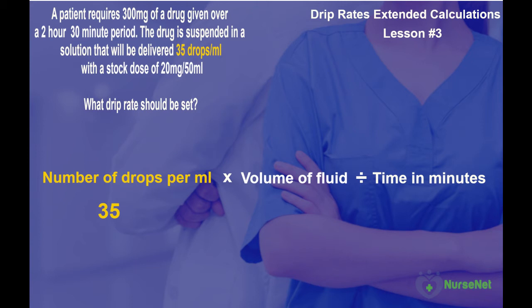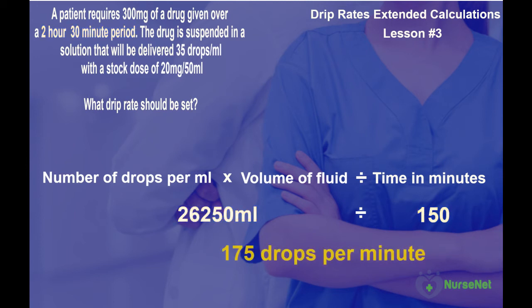Number of drops per milliliter equals 35, multiplied by the volume of the solution, which is 750 milliliters, giving us a total of 26,250 milliliters. We now need to divide the 26,250 milliliters by the time in minutes, which is 150, giving us a drip rate of 175 drips per minute.